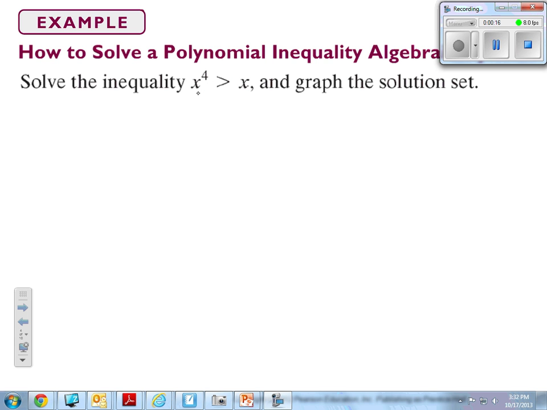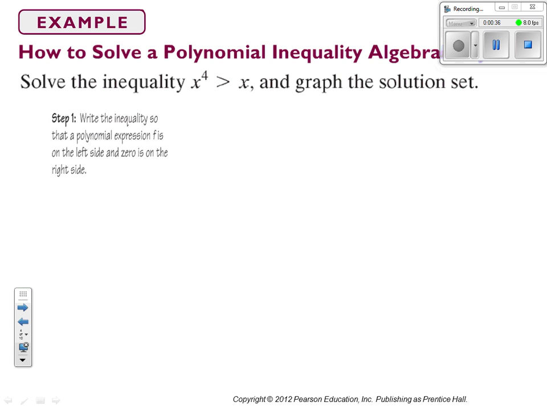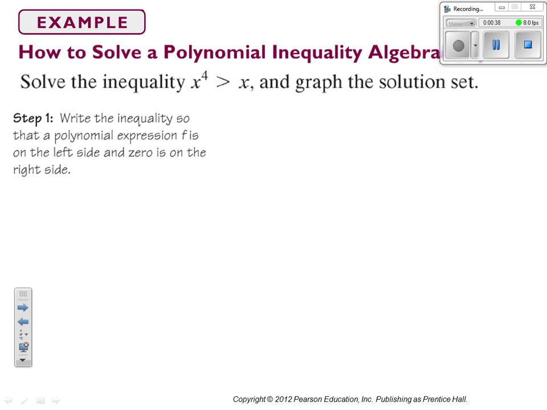You don't want to compare something like x to the fourth to x or x to the fourth to some other number. You always on the inequalities want to have your expression on one side, all your variables on one side, and 0 on the other side. So the way to do that here is to subtract x from both sides. Do not divide by a variable, because in that case you would lose valid solutions when you do that. So the first thing we want to do is write that inequality with all the x's on one side.